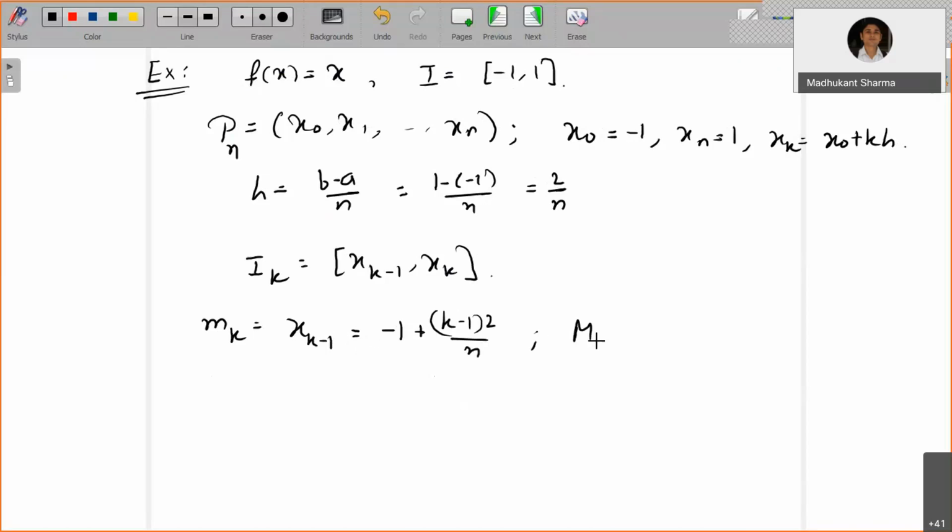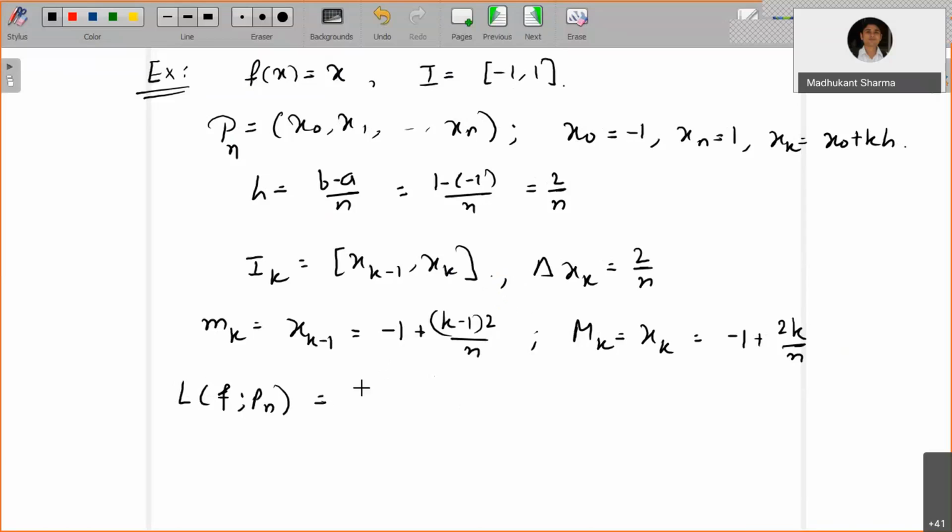And similarly, capital Mk will be at x_k, the right hand point of the interval, that is going to be minus 1 plus 2k by n. Now delta xk is nothing but 2 by n, the length of each subinterval is h. Okay, now what is L of f, P_n?